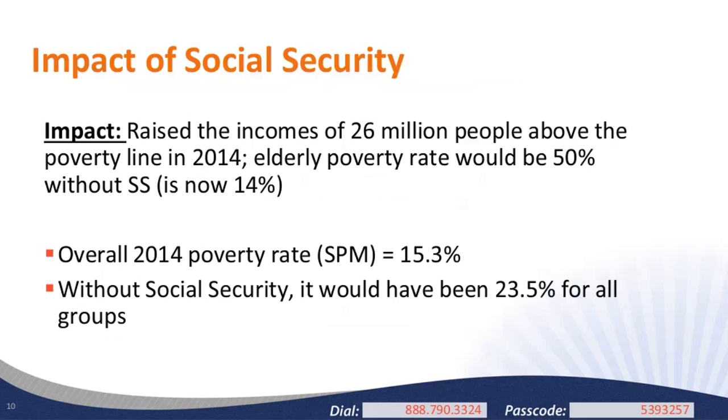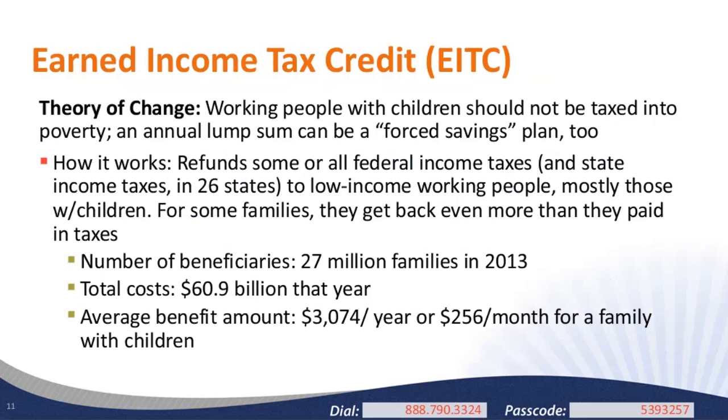So let's move on. So the next most effective program is the Earned Income Tax Credit, and that's what's referred to as a refundable tax credit. And what that means is that low-income working people can not only get back at the end of the year what they paid in federal taxes, depending on their work histories, depending on how many kids they have, depending on their income, but some of them can get back even more than they paid in taxes. That's why that's called refundable.